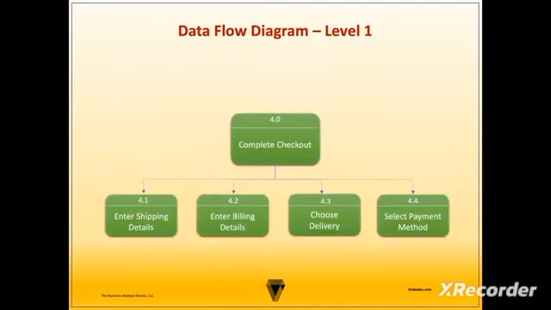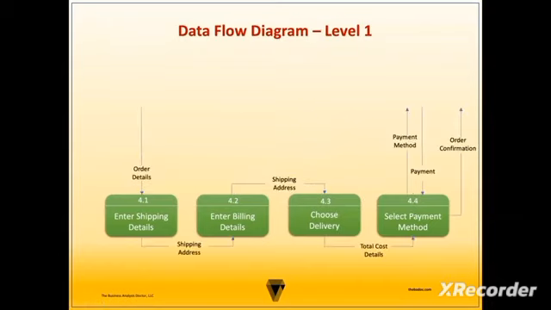Now let's look at a level 1 diagram. To do this, we'll be exploding the complete checkout process from the level 0 diagram into 4 sub-processes, including enter shipping details 4.1, enter billing details 4.2, choose delivery 4.3, and select payment method sub-process 4.4. Since we've identified our 4 sub-processes, we can go ahead and omit the external entities if we want, because we're taking a more detailed view here.